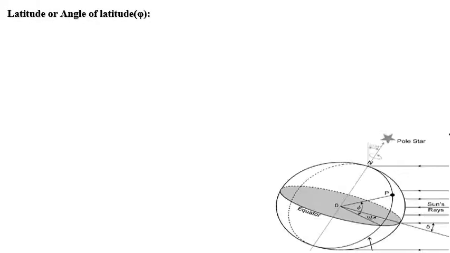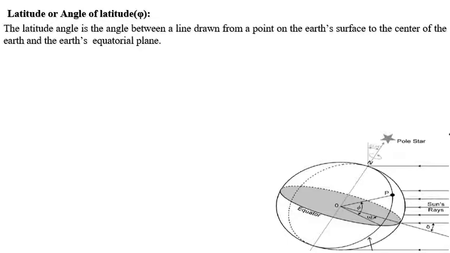So you can see the sketch where you can make out three angles, del, phi and omega, with respect to sun rays and the Earth's equatorial plane. The latitude is the angle between a line drawn from a point on the Earth's surface to the center of the Earth and the Earth's equatorial plane.